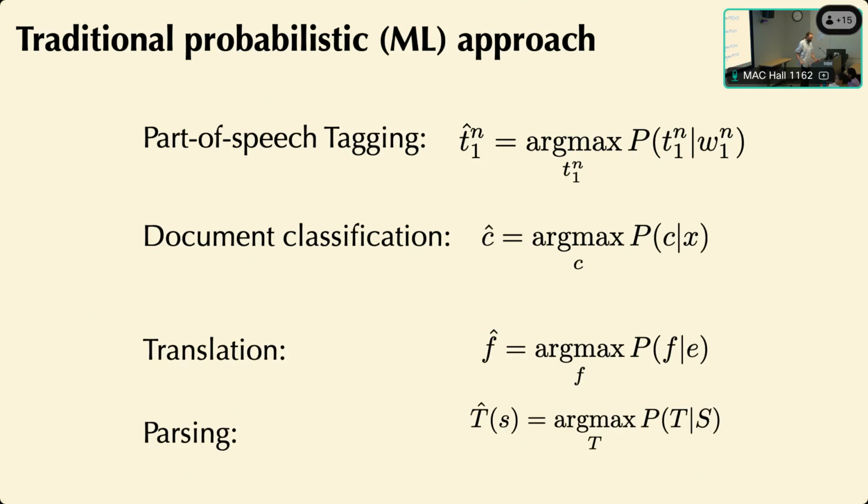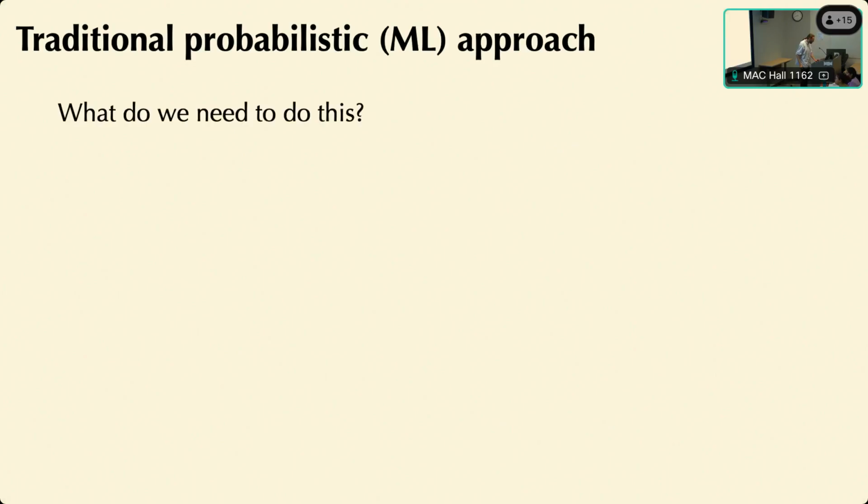And so the story of NLP from the 90s really through until maybe 5, 6, or 7 years ago was basically how do we do that? What kind of models do we use? What kind of data do we use? Better and better models, but still the same basic approach. And what do we need to do this?